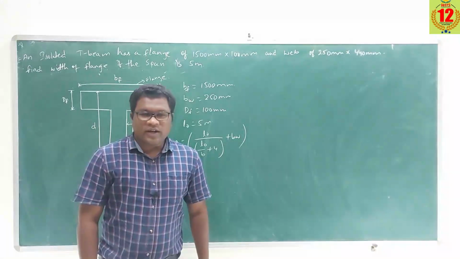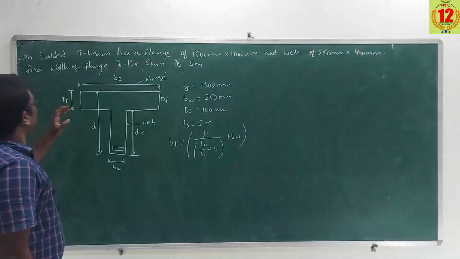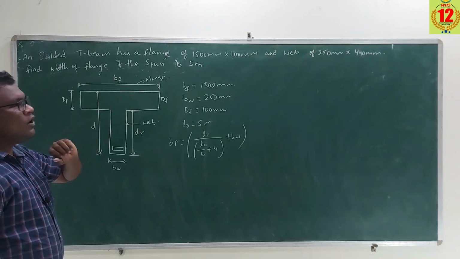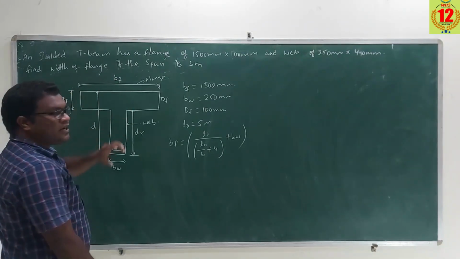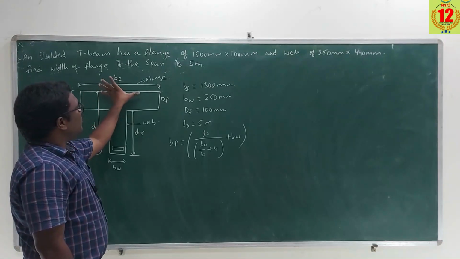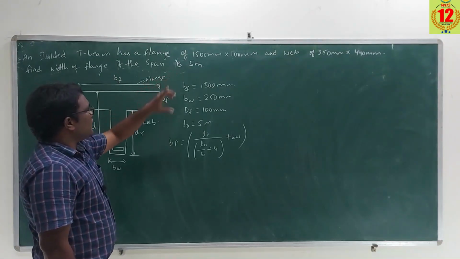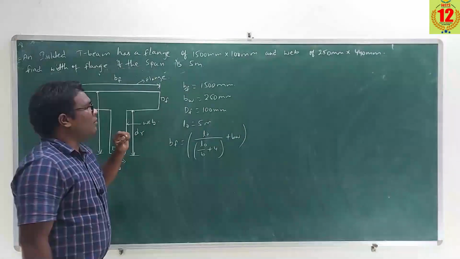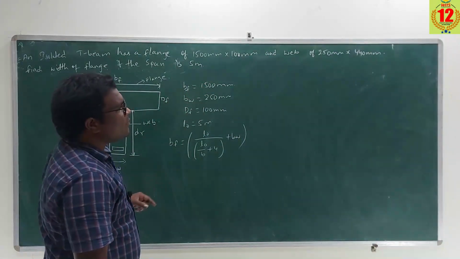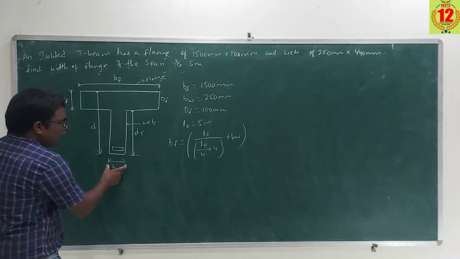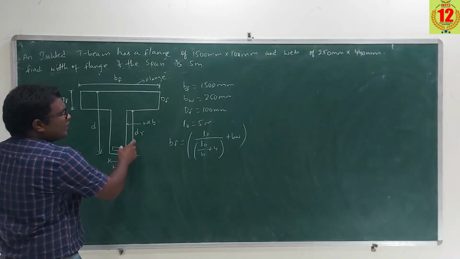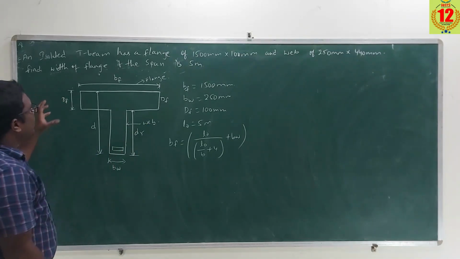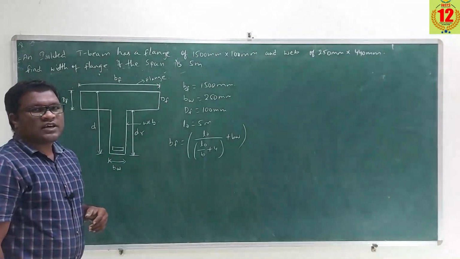Okay, now let us go with this problem. Here the problem is: an isolated T beam has a flange of 1500 into 100 mm. What do you mean by 1500 into 100 mm? This is the width of the beam. BF, the flange width, is 1500, and the thickness DF equals 100 mm, and web of 250 mm into 400 mm. BW equals 250 mm, and DR equals 400 mm. Find the width of flange if the span is 5 meters.